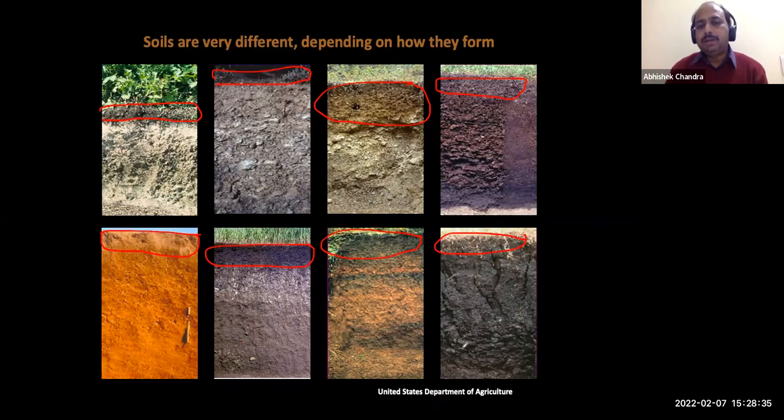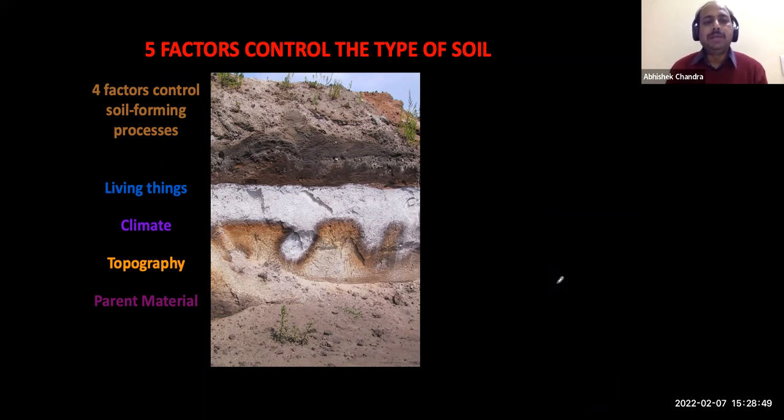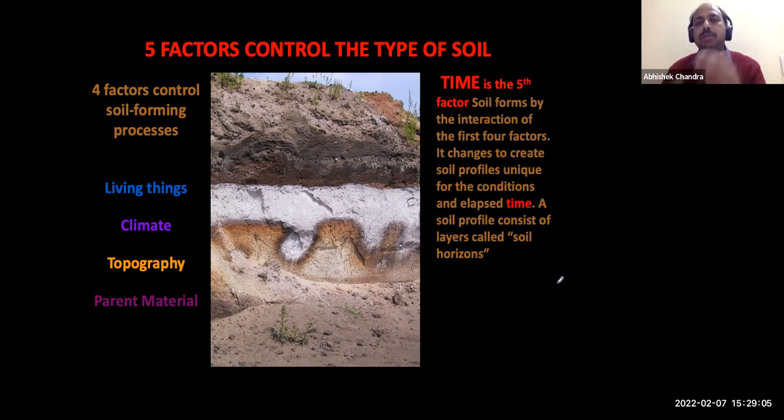So it is different with each layer. You can see why it is different. There are five factors which are important in controlling the soil type. Four factors may be the same: the living things, climate, topography, and parent rock material. Four factors may be the same, but the fifth factor always varies. What is the fifth factor? The fifth factor is time. You can see time always varies. What is current now will change after 10 minutes, or one year.